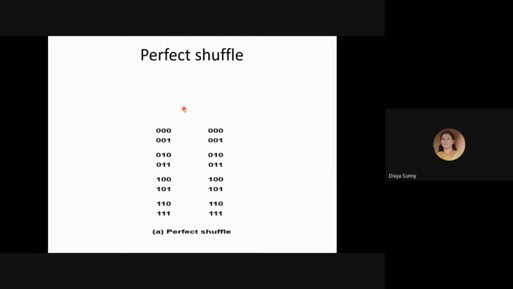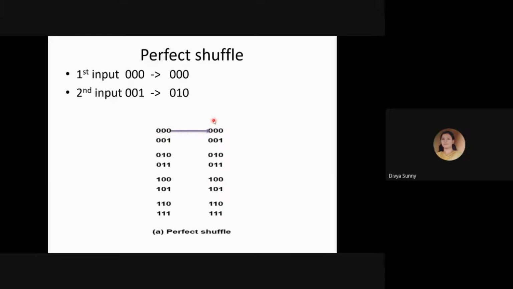So in perfect shuffle algorithm, the connection is determined using a logical rotate left. Let us take the first input 000. If we perform logical left shift, when we shift the 000, the output is 000 itself. So the connection can be done from 000 to 000.